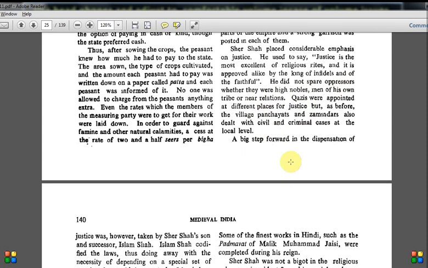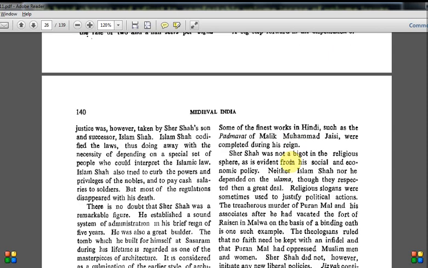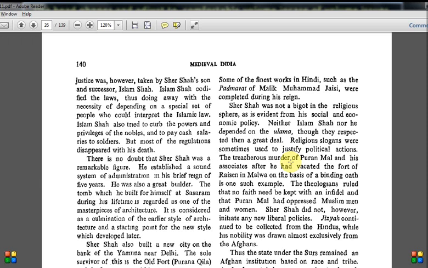A big step forward in the dispensation of justice was, however, taken by Sher Shah's son and successor Islam Shah. Islam Shah codified the laws, thus doing away with the necessity of depending on a special set of people who could interpret the Islamic law. Islam Shah also tried to curb the powers and privileges of the nobles and to pay cash salaries to the soldiers, but most of the regulation disappeared with his death.